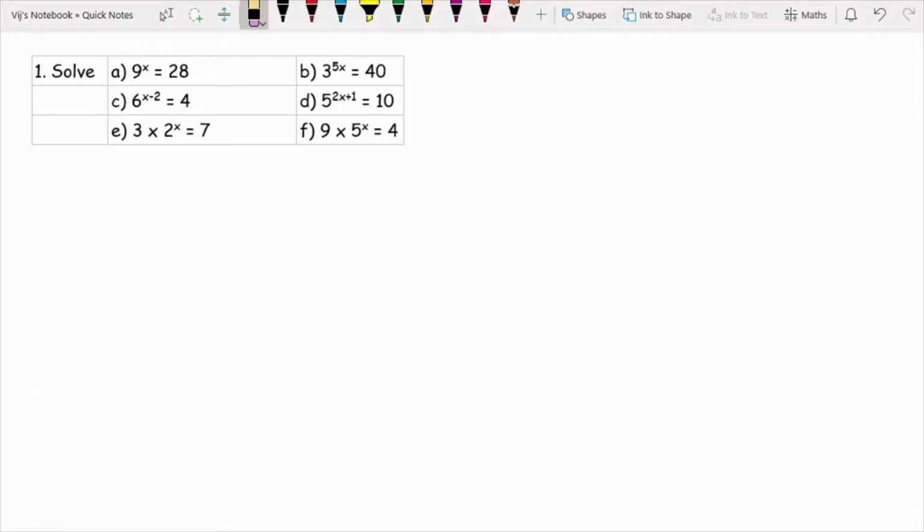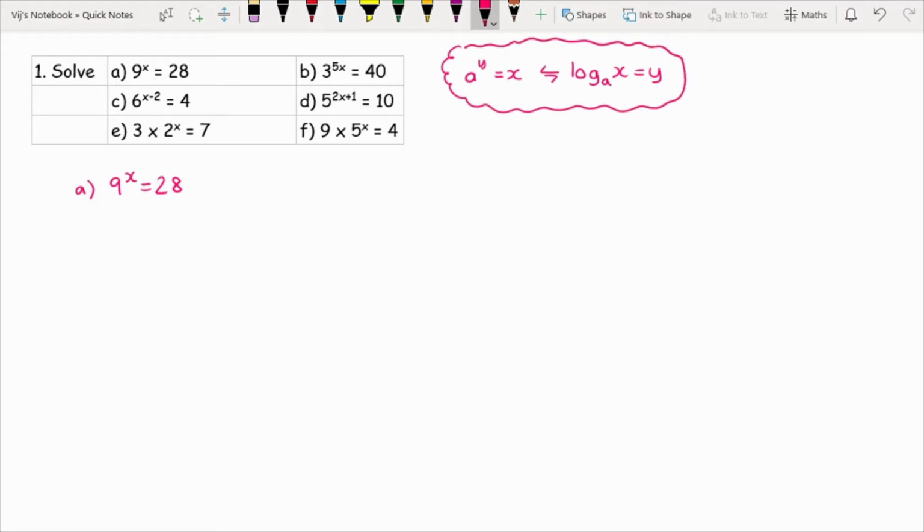So if you look at question one, when we're setting up these questions, our main objective is to make sure that we've only got a base number and its power on one side and everything else on the other. So with question 1a, if I just start by writing the question out again, what we want to be referring to, if you remember, is the law of log_a x equals y. I'm going to make a quick note of this because I will be referring to it.